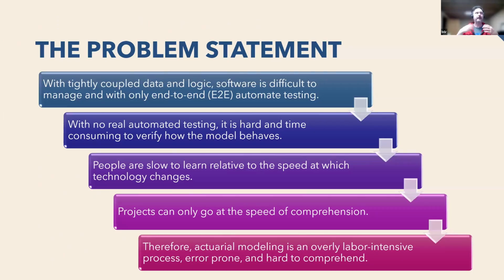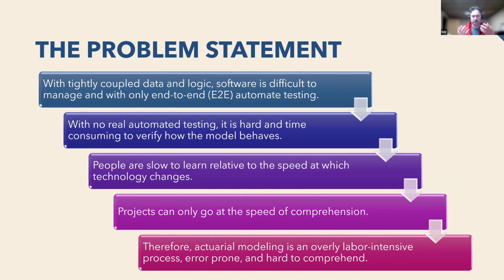So the problem is with tightly coupled data, we can only do end-to-end testing. That means we really can't do any automated testing. We can maybe do regression testing, but we can't really figure out how the different units are behaving, and that's required because we have so much redundancy. And the other thing is that the more redundancy you have and the more conditions you have, the longer it takes people to learn. And the project can only go at the speed at which people can learn. So that's some of the problem here.